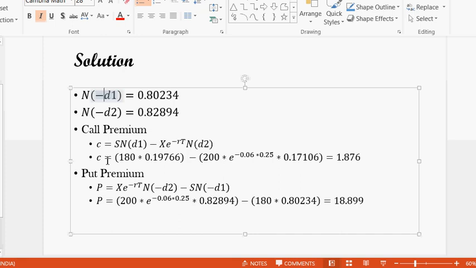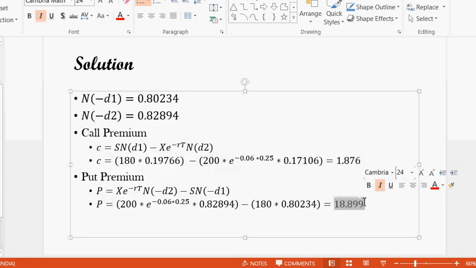So effectively in our calculation, the call option premium is 1.876 and the put option premium is 18.899. So this is how you use the Black-Scholes formula to calculate the call option premium and the put option premium.